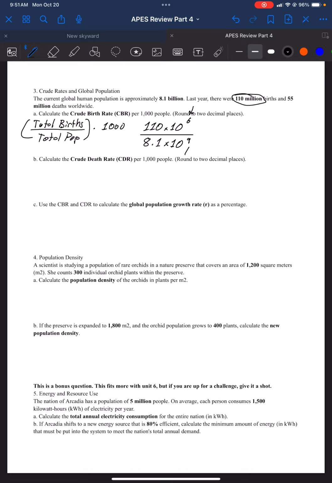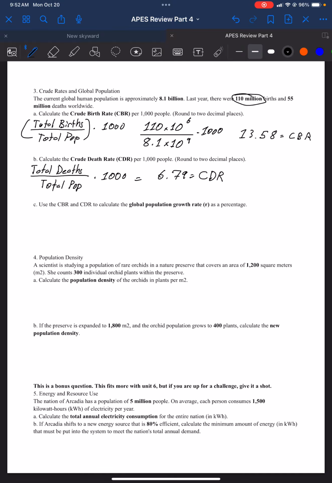Scientific notation's super handy to help you learn. Oops, my mistake. Times 1,000 gives you a crude birth rate of 13.58. That is my CBR. Calculate the crude death rate per 1,000 people. Same thing, but now we do total deaths. Total deaths divided by total pop, times 1,000. And that gives me a crude death rate of 6.79.